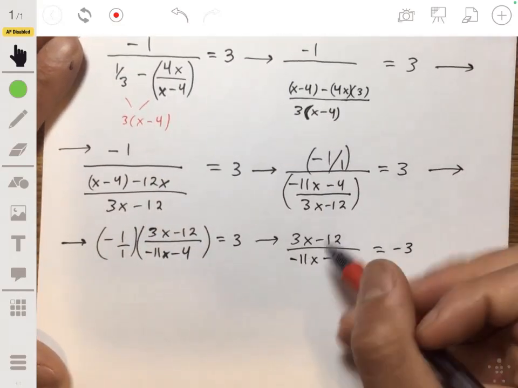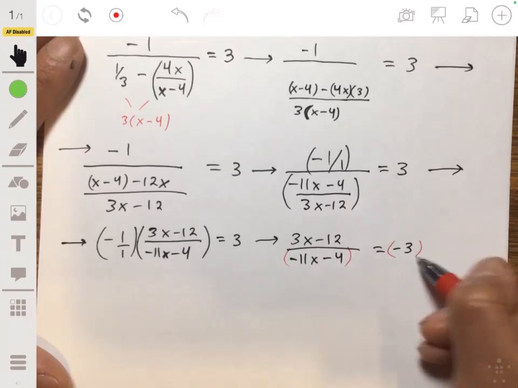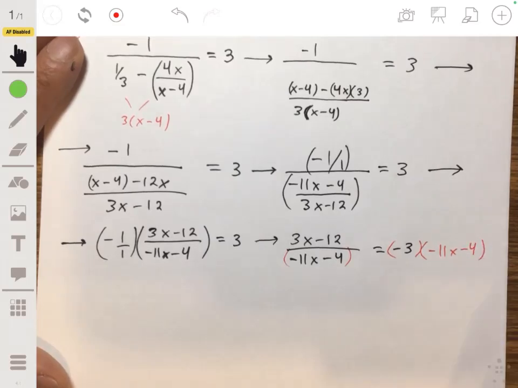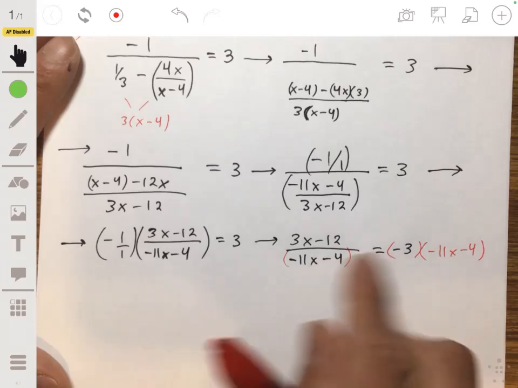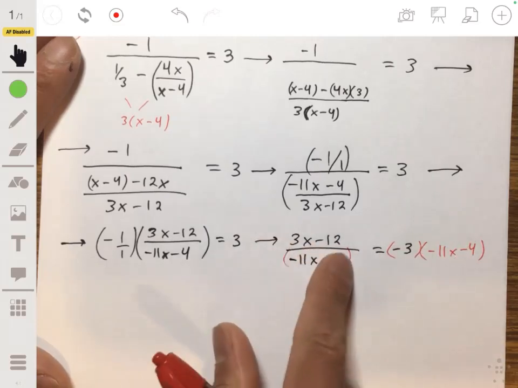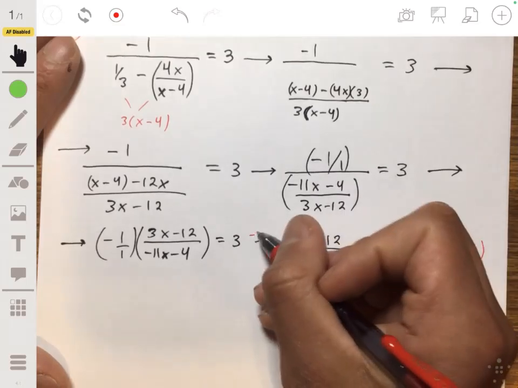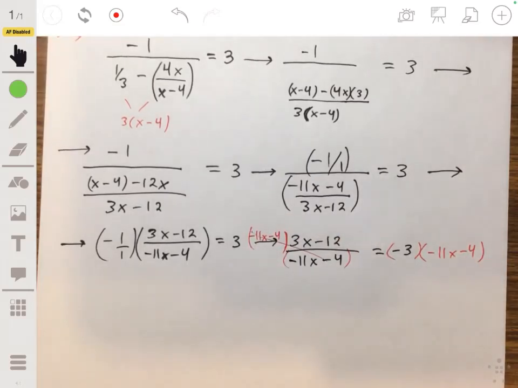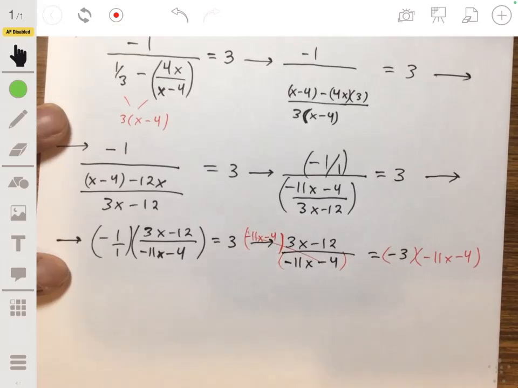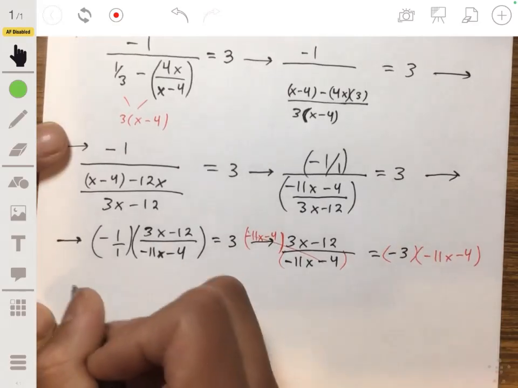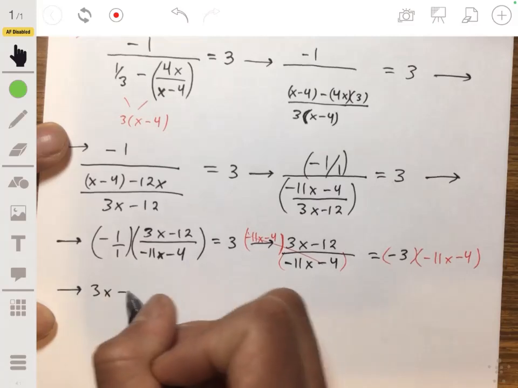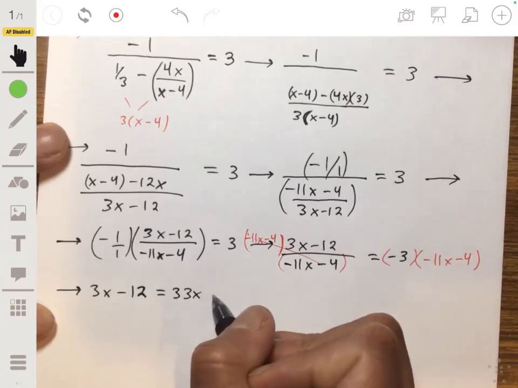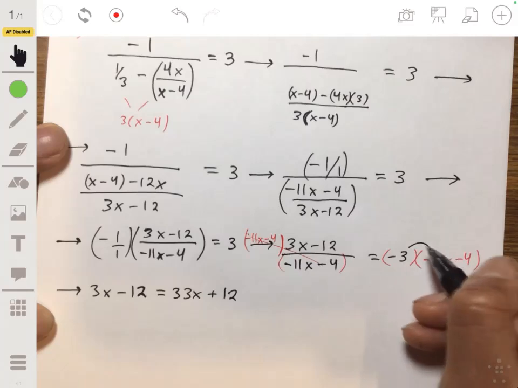Now let's cancel out this denominator by multiplying the negative 3 by it. So we're going to multiply this side by negative 11x minus 4. And it really cancels out because when you multiply this by that, you're essentially multiplying this side by that as well. So I can write it out if you want to see it. And that obviously is going to cancel itself out. So sometimes we don't waste our time writing that. Distributing that, we're going to get 3x minus 12 equal to 33x plus 12, distributing the negative 3.